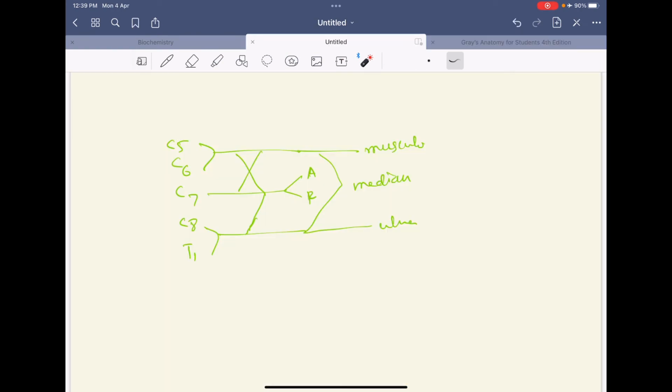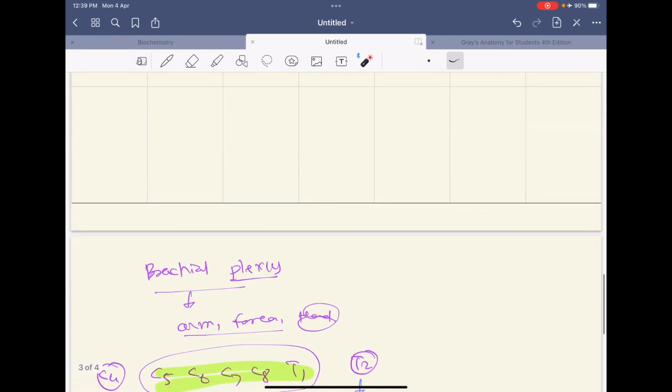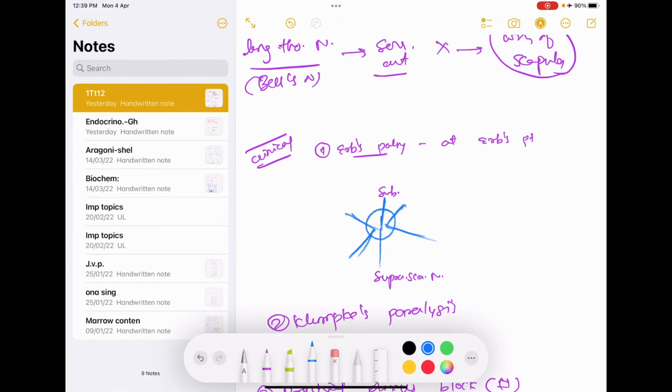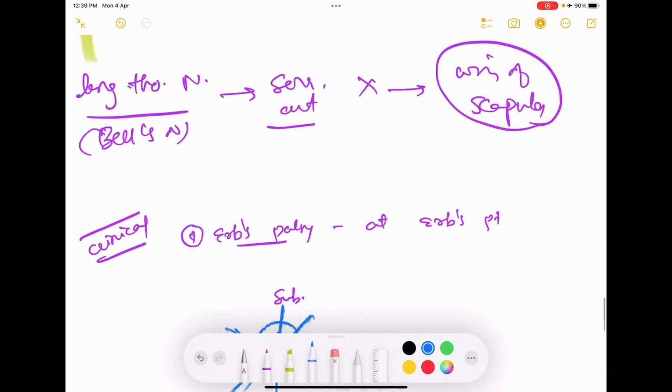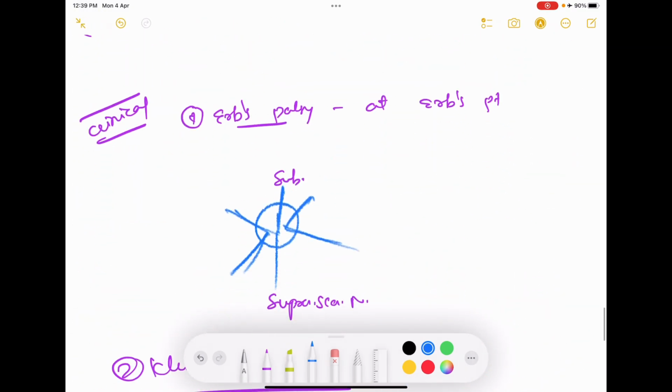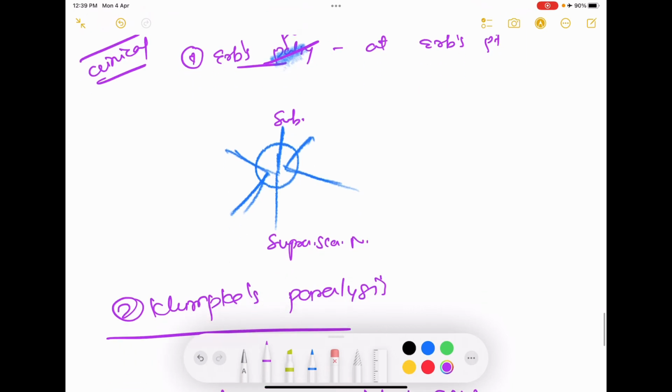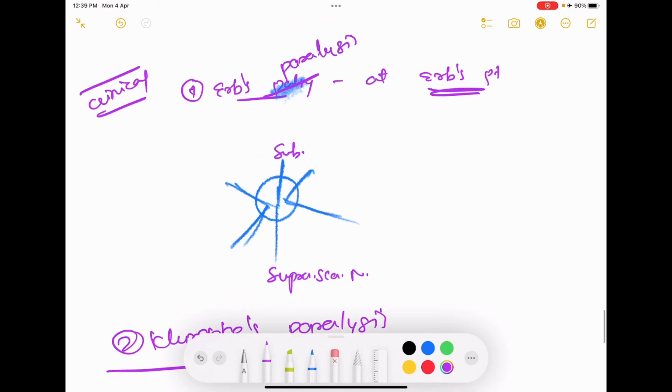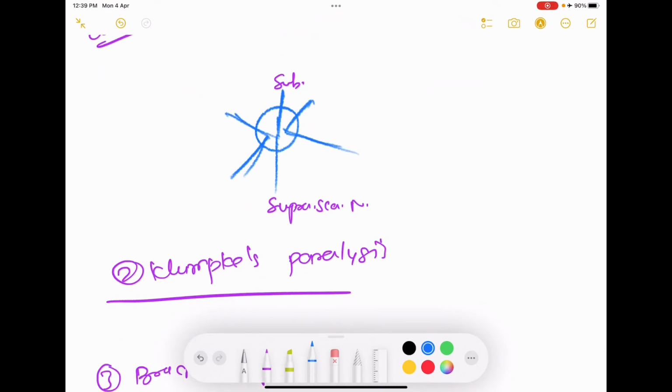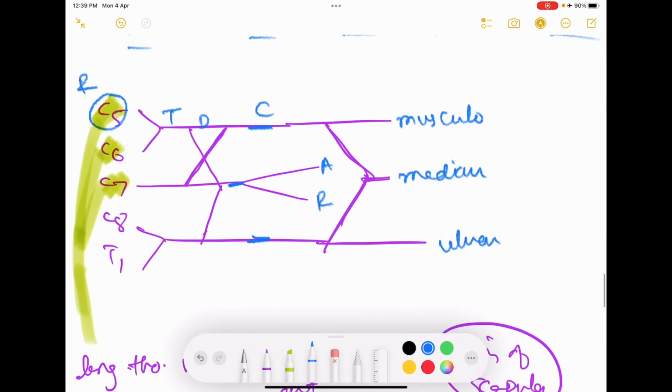So let's talk about the important clinical points. Talking about Erb's paralysis. Erb's paralysis is paralysis at a point where the 6 nerves meet, and that point is called Erb's point. So at Erb's point, which nerves are involved? Nerve to subclavius, suprascapular nerve. Let me show it in another diagram.